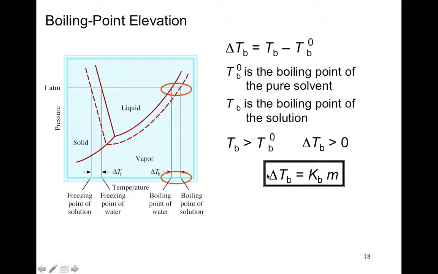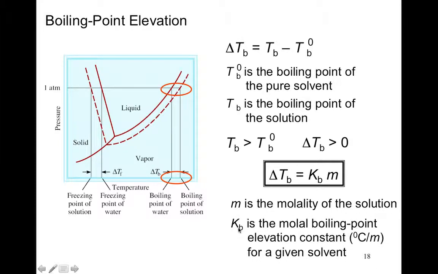So here's the formula that we're going to use quite a bit actually this chapter, and this is going to get us through a lot of questions. But the delta T_B, the change in boiling point of our solution, is equal to this constant. This constant's K_B. It's the molal boiling point elevation constant for a given solvent. I want you to star that in your notes.